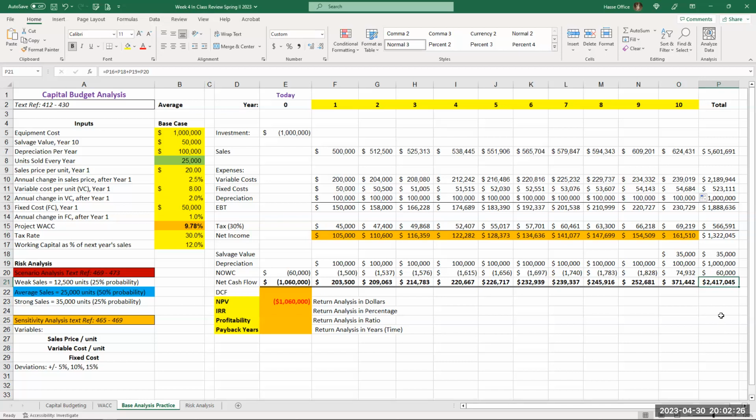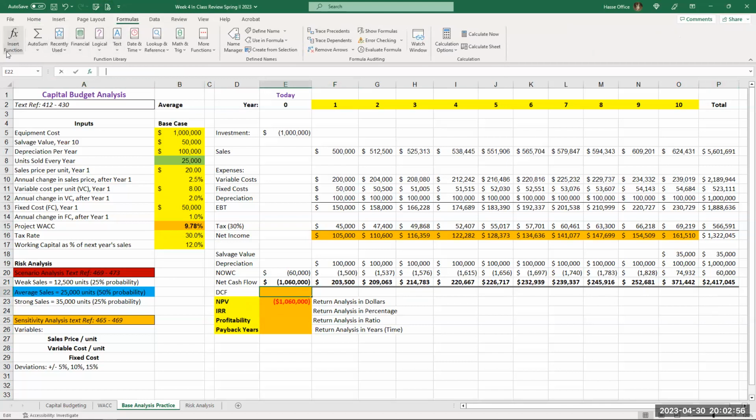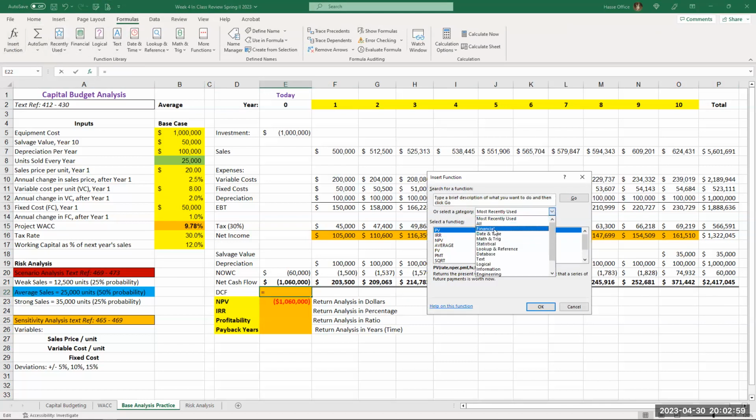Well, let's take a look at what this investment return is in dollars, in a percentage, in a ratio, and in years. First of all, we have to determine, and this is where that project WACC that we talked about earlier comes into context, the discounted cash flow of $2.417 million discounted back to year 0. Formula, function, financial, NPV.